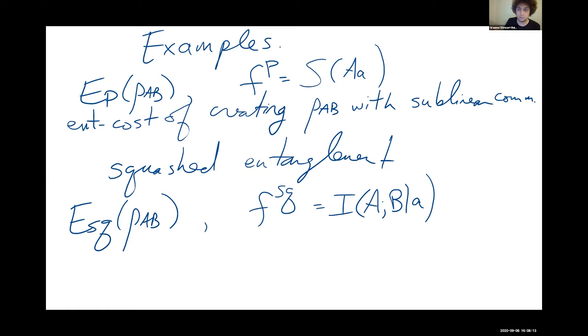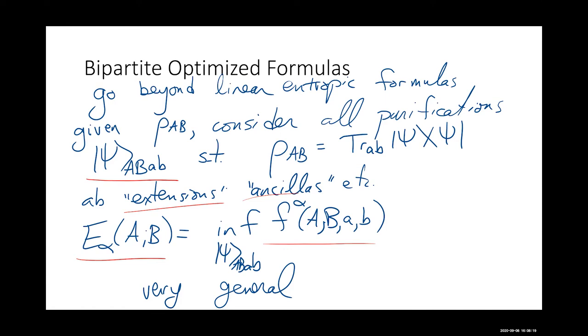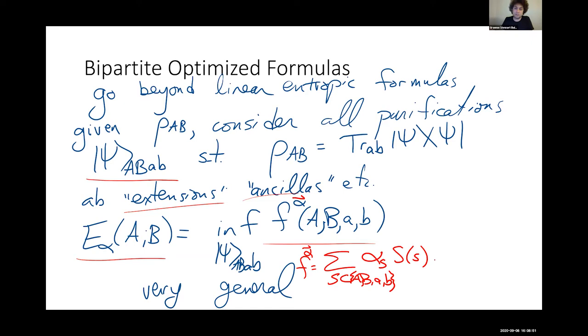Can you explain this again, please? Can you explain this again, meaning what is it? F of alpha A. Oh yes. So F of alpha, alpha is a vector, and F of alpha is going to be a sum over all subsets of all the parties, A B little a little b, of alpha sub S times the entropy of S. So I'm taking a linear combination of all the different entropies of all the collections of systems, and then I'm going to minimize over extensions.